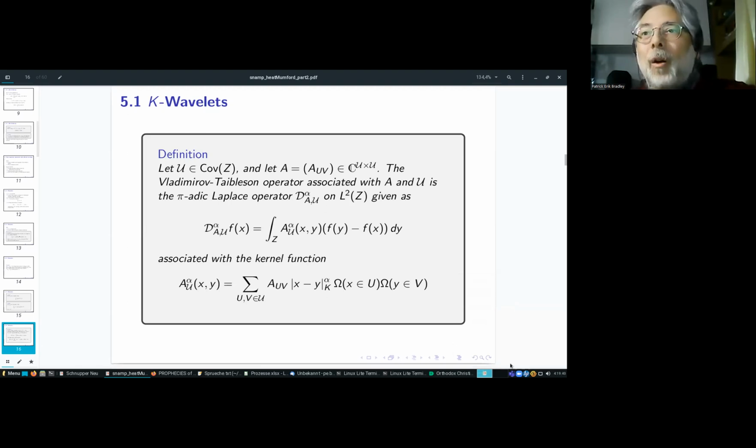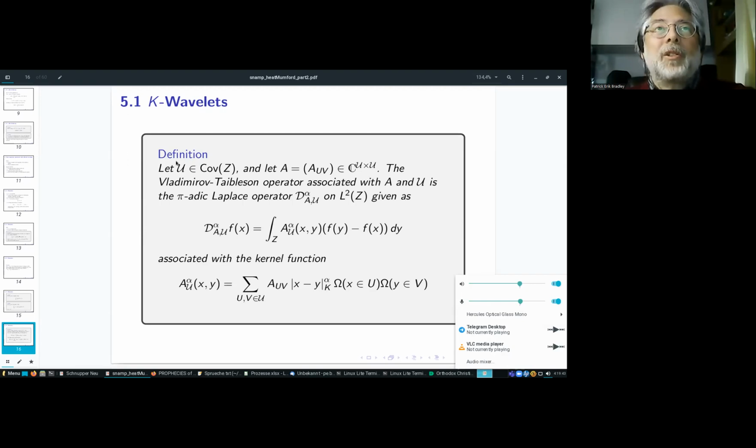Now we can define our operator, namely: fix such a covering in cov Z, take a complex-valued matrix A indexed by U, and we call it the Vladimirov-Taibleson operator associated with A and U. It is just the p-adic Laplace operator on L2(Z), given as follows: here you have a kernel function, and then, the usual way, times f of y minus f of x, dx, integrated over Z. The kernel function is just this: you take pairs of indicator functions for each patch, x in U, y in V, multiply them with the matrix element A_UV, but also with the distance between a point in U and a point in V, the absolute value of x minus y to the power of alpha.